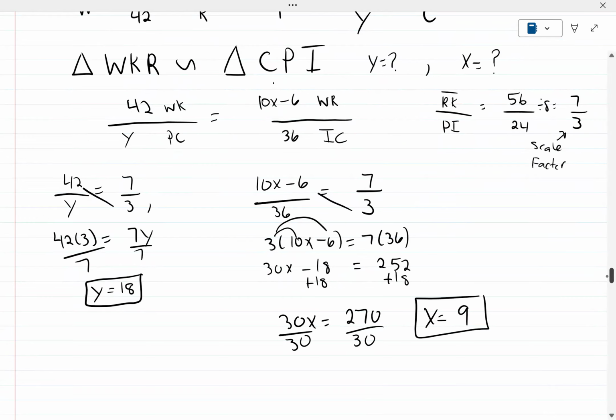This problem was a little bit difficult because we had to find two unknown letters. So what we could do is first set up your two proportions, and then you can set each proportion equal to the scale factor, which we said was 7/3. Okay, let's move on to question 7.